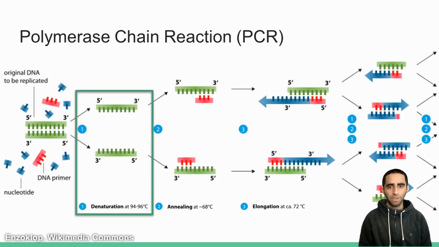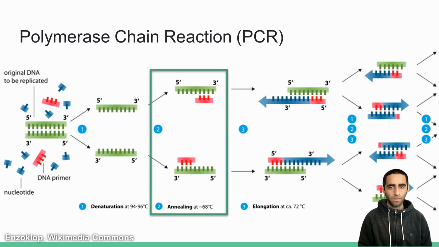The first step of PCR is denaturation. We heat the sample to around 94 degrees Celsius, which causes our template double-stranded DNA sample to denature, or split apart. The second step of PCR is annealing. We bring the temperature down to around 68 degrees Celsius, and the primers can anneal, or bind to, the separated strands of our template DNA.